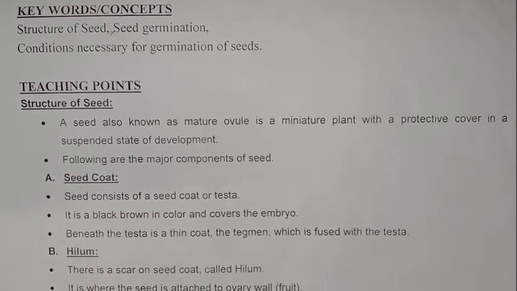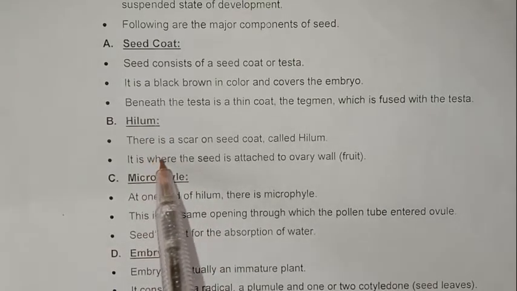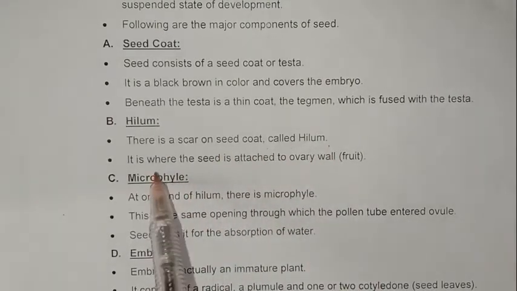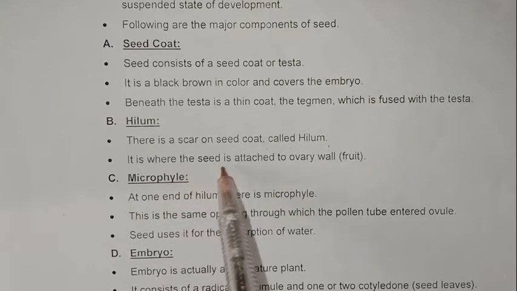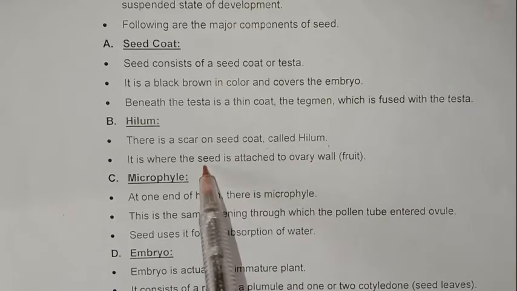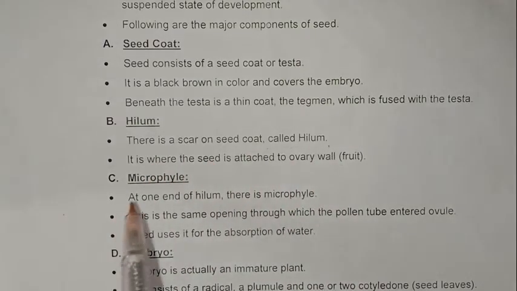Hilum. There is a scar on the seed coat called hilum. It is where the seed is attached to the ovary wall. Through this scar, the seed is attached to the ovary wall or fruit wall.